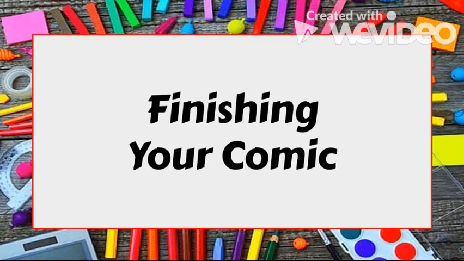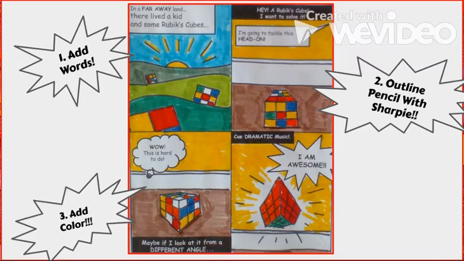Now it's time to finish our comic. There are three more steps to this. The first is adding words. If you're using the printable, you don't have to worry about text. If you're using a paper of your own, you can write your own story using thought bubbles and callouts.